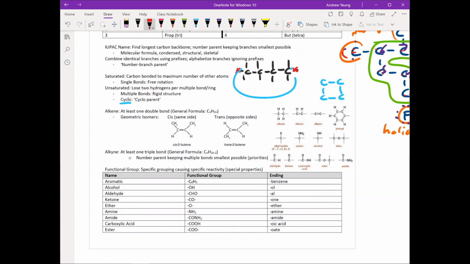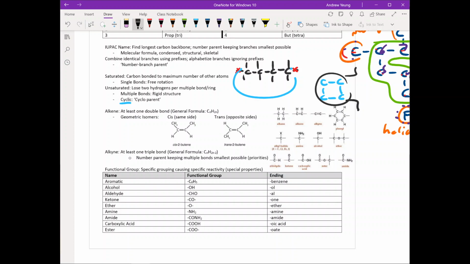For our simplicity, our molecules will only have 1 ring, and the ring is always going to be the parent. Even if I later have carbon chains extended from it, those would be treated as branches off of my parent ring. So just remember to add the cyclo as a prefix.